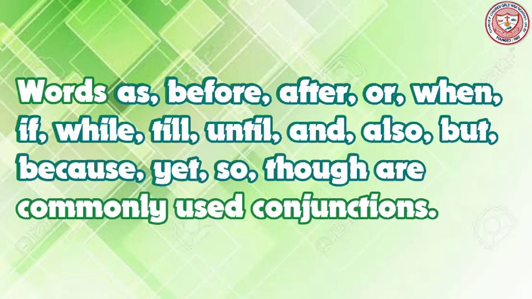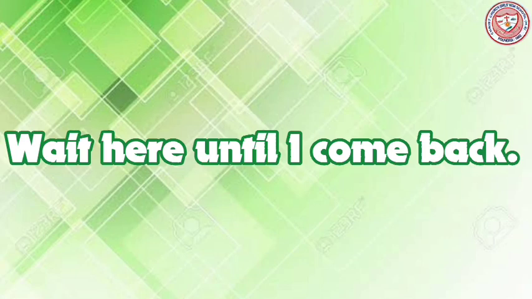Words as, before, after, or, when, if, while, till, until, and, also, but, because, yet, so, though are commonly used conjunctions. Some more sentences are given as examples, so please go through those examples. First one is wait here until I come back. Until can be used as a conjunction.